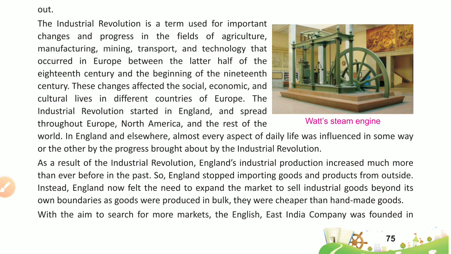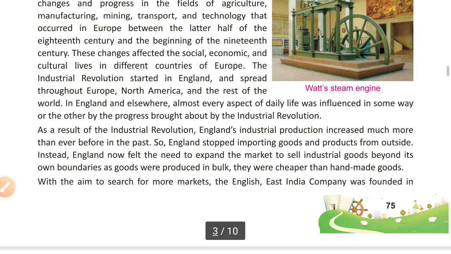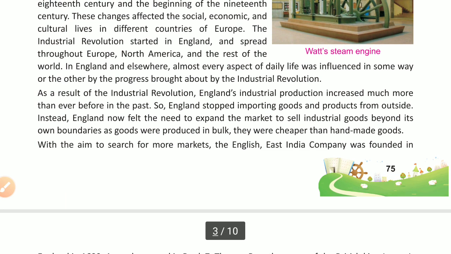Okay. The Industrial Revolution started in England and spread throughout Europe, North America, and the rest of the world. In England and elsewhere, almost every aspect of daily life was influenced in some way or the other by the progress brought about by the industrial revolution. Already I told, because of industrialization, a lot of progress was made, and the daily life of the people was influenced. As a result of the industrial revolution, England's industrial production increased.